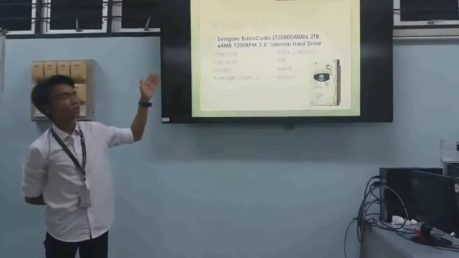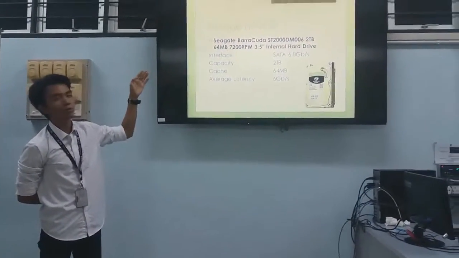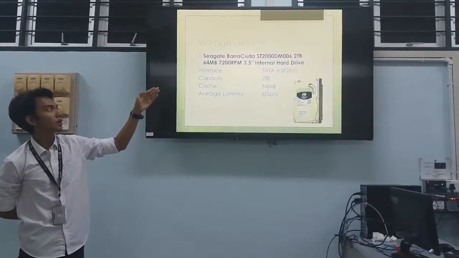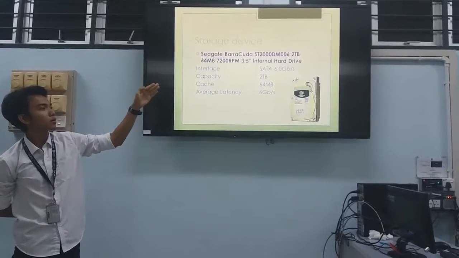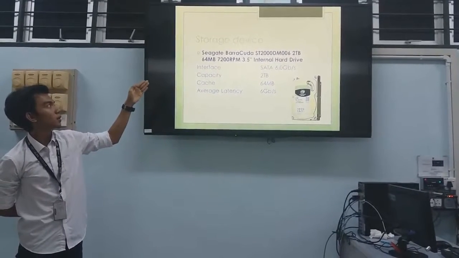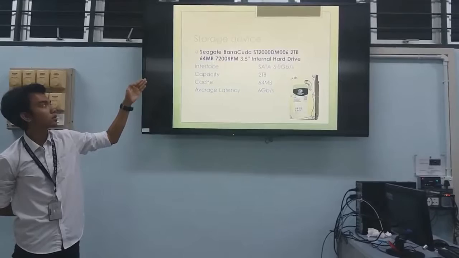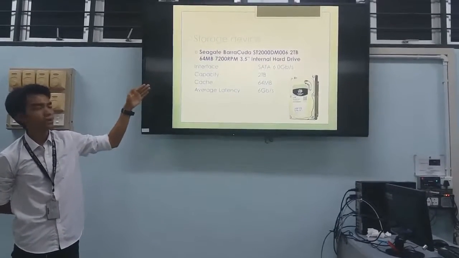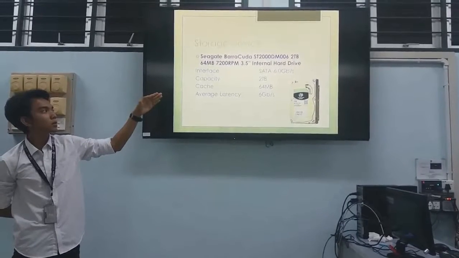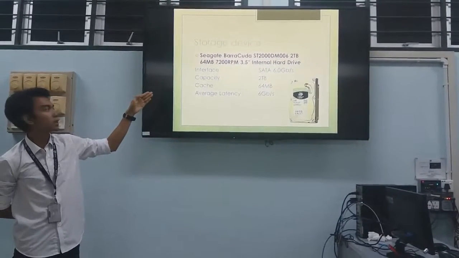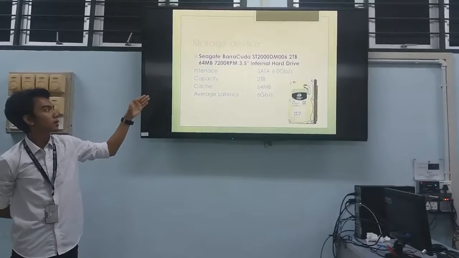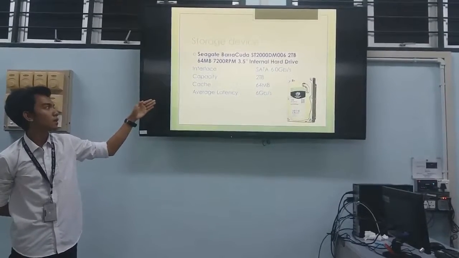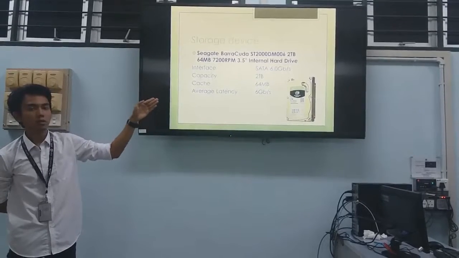For the last component is storage device. So we recommend to install the Seagate Barracuda ST2000DM006 2TB 64MB 7200 RPM 3.5 internal hard drive. So for the interface is SATA 6.0Gb/s and for the capacity is 2TB. For the cache is 64MB and average latency is 4.16ms.